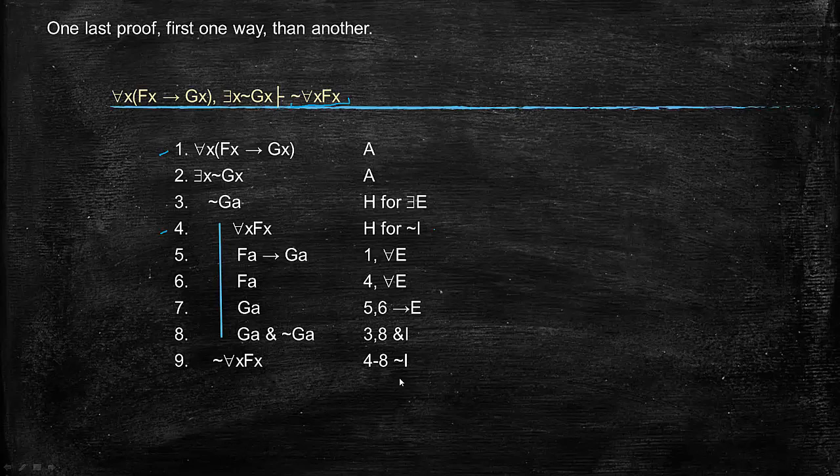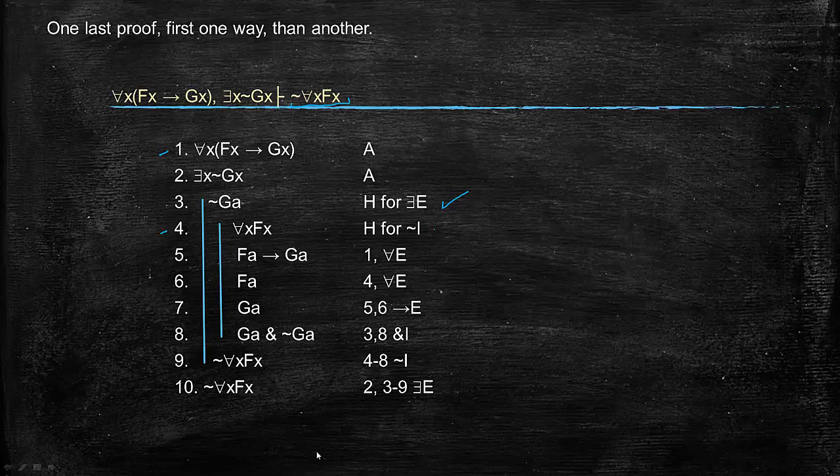Now the trick here is to remember you're not done, right? We do want it's not the case that for all x, f x, and we do have it, but we still have an open hypothesis. So what do we have to do? We have to get rid of the first hypothesis, which is an existential elimination. So the way we do that is just to restate the line, because this is, after all, what we want. So we restate, it's not the case that for all x, f x, we state the original existentially quantified hypothesis 2 and cite lines 3 through 9, and that's it.